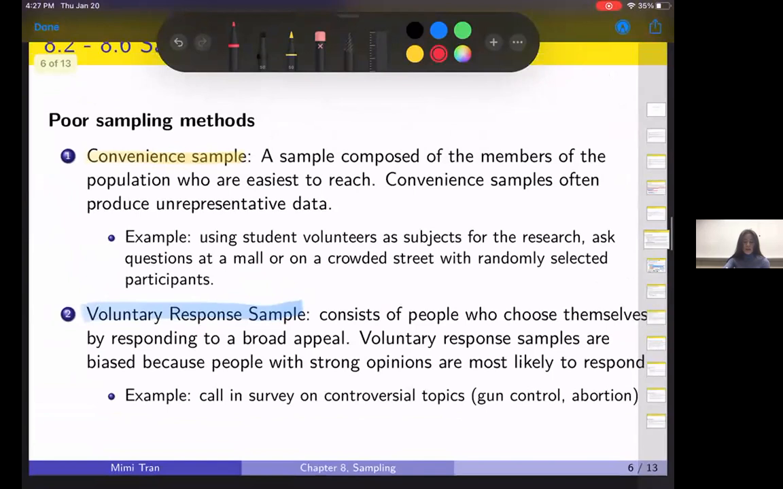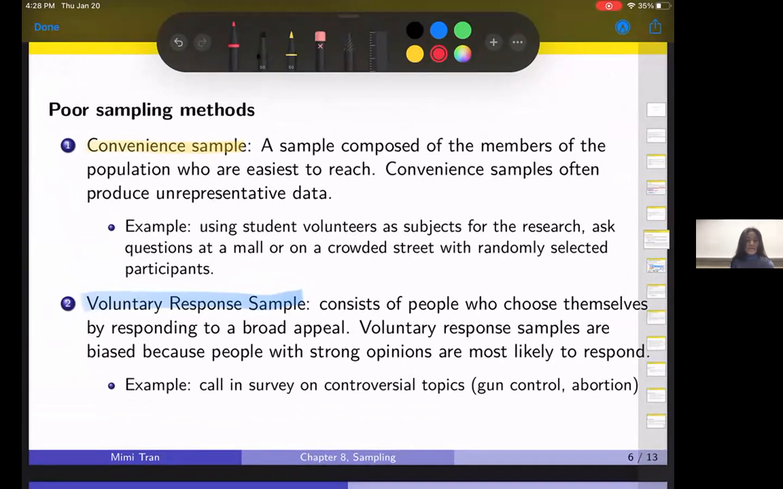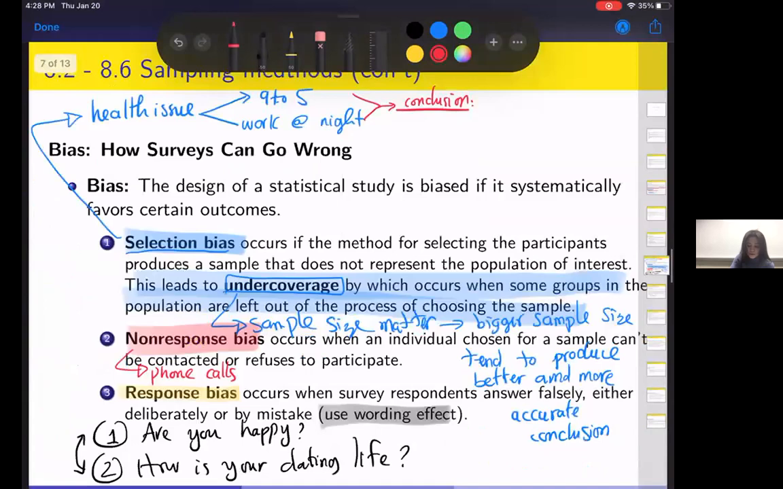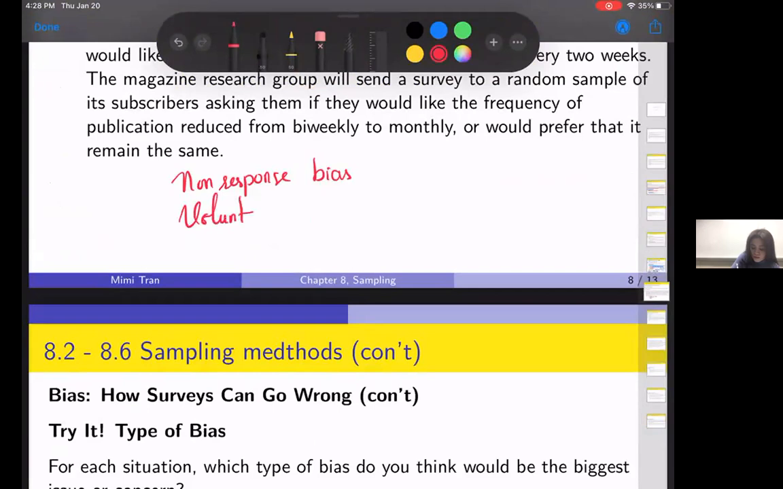there are two bad sampling methods here. Three bad biases and two bad sampling methods. Which one do you think it is? You don't have to answer in the box or put it in the chat. Would it be voluntary response? Yeah, volunteer, right? Some people volunteer to return the mail, but most people throw it away. So it's also a voluntary response sample. So remember, you have two bad sampling methods and three bad biases, so five total.